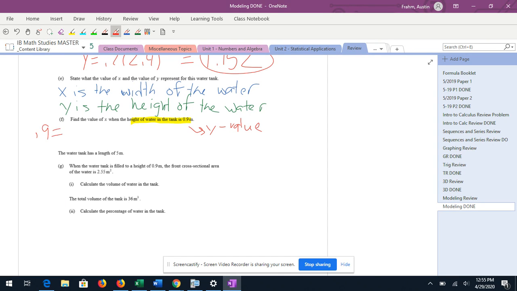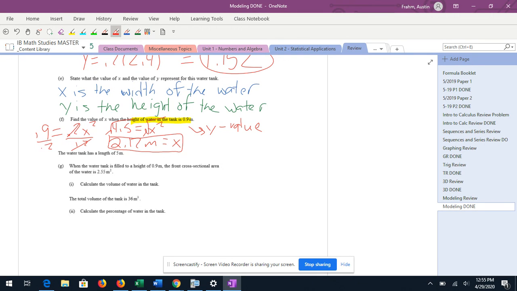So 0.9 would equal 0.2x squared. So then we would want to divide both sides by 0.2 to get the x squared by itself. And 0.9 divided by 0.2 comes out to be 4.5. So we have 4.5 equals x squared. Then we take the square root of both sides to get rid of the squared. And the square root of 4.5 comes out to be about 2.12. So when the height of the water is 0.9, the width of the water is about 2.12 meters.